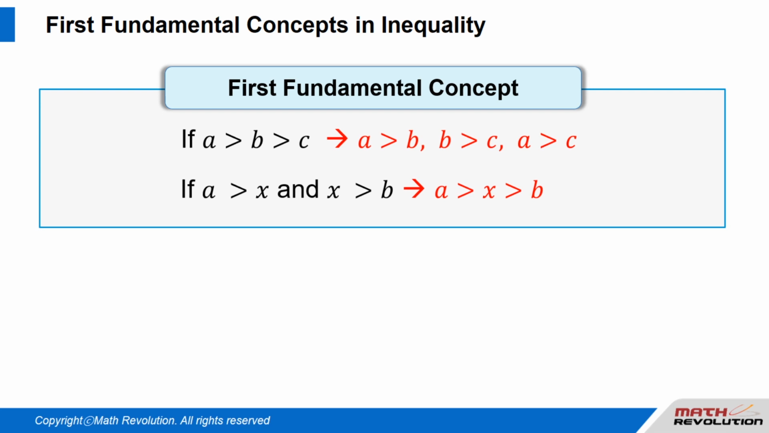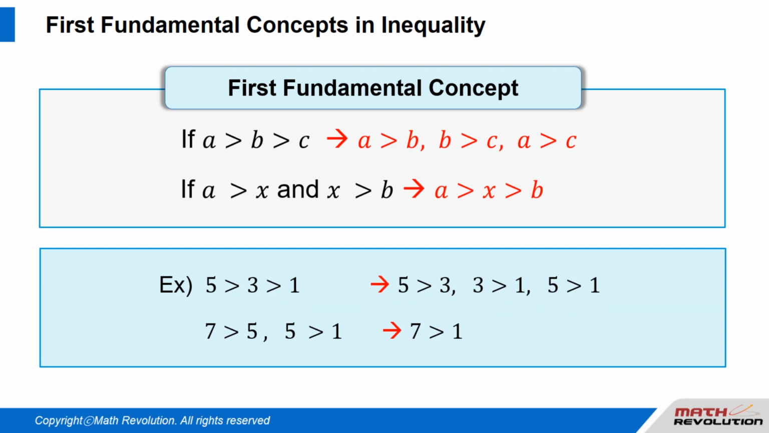For instance, if John is taller than Tom, and if Tom is taller than Sally, it is obvious that John is taller than Sally. For example, 5 is greater than 3, which is greater than 1, means 5 is greater than 3, and 3 is greater than 1, and 5 is greater than 1. 7 is greater than 5, and 5 is greater than 1 means 7 is greater than 1.